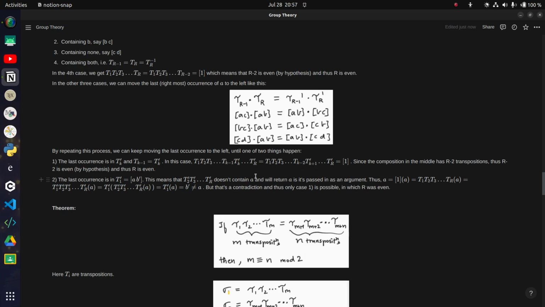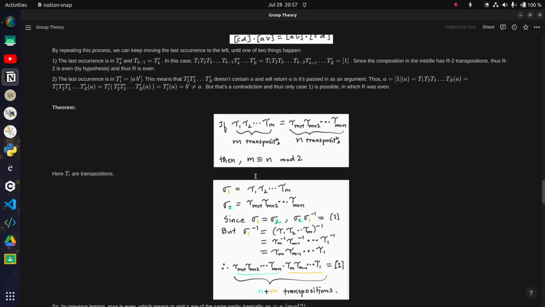So what that means is that A was sent to something else by a permutation which we thought was going to be the identity, which is a contradiction. What that means is that the second case cannot happen. So the first case is the only possibility, and in the first case we already proved that R is even. So there you go, R has to be even. So once again, the lemma was that if a bunch of transpositions put together is equal to the identity element, then the number of transpositions has to be even.